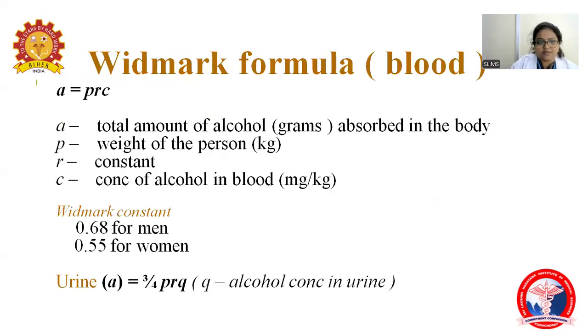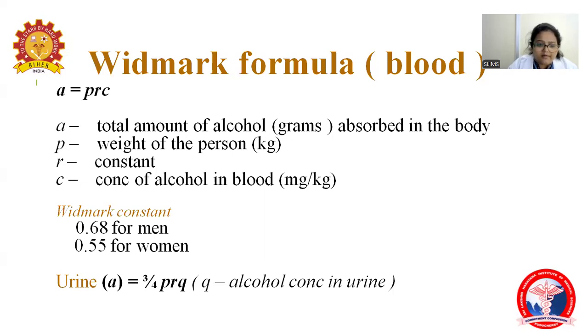So this is about Widmark's formula, which states A equals P R C, where A stands for the total amount of alcohol in grams absorbed in the body, P denotes the weight of the person in kgs, and R is a constant, which is 0.68 for men and 0.55 for women. And C denotes the concentration of alcohol in the blood, given in mg per kg. So this is Widmark's formula used to find the amount of alcohol in blood.